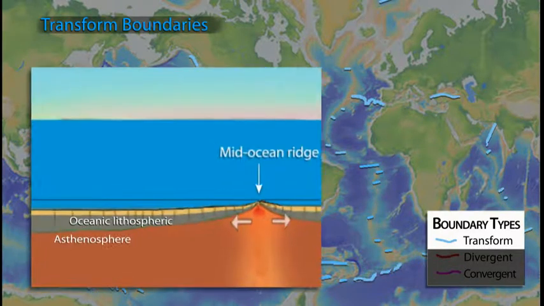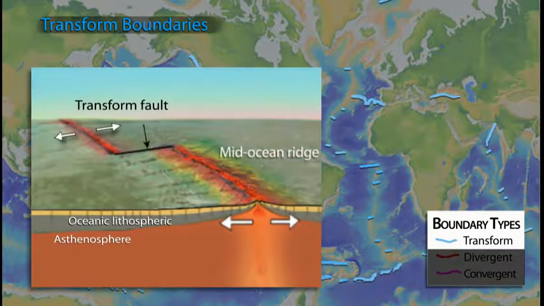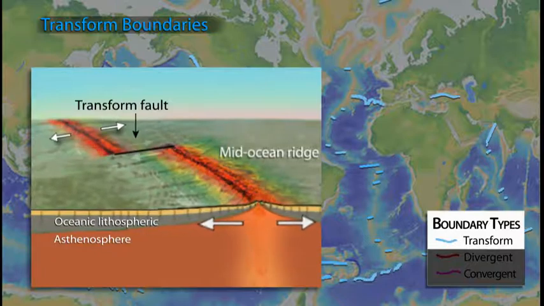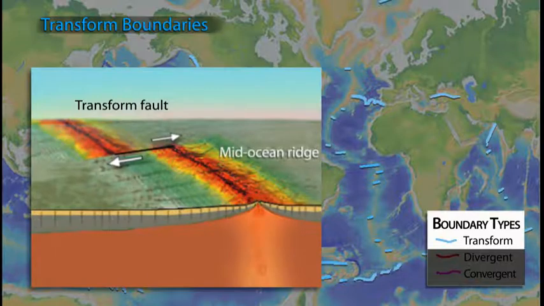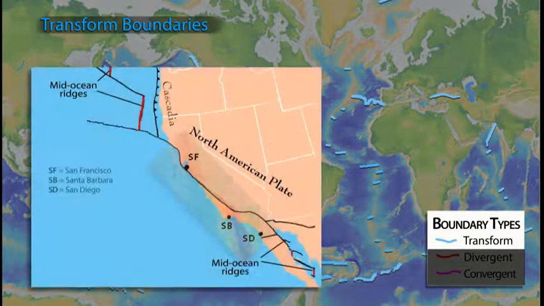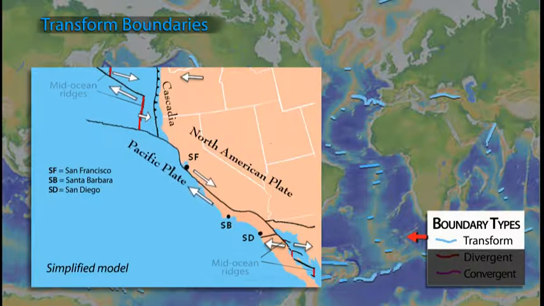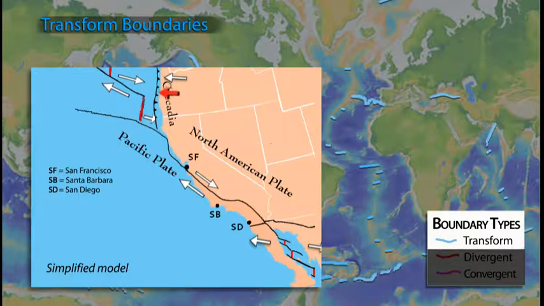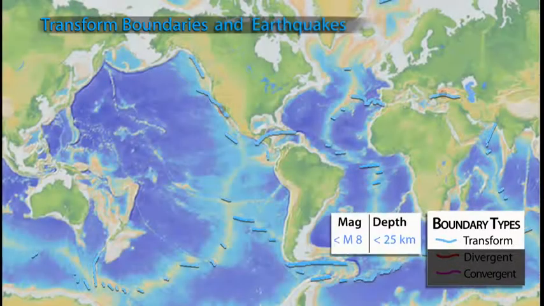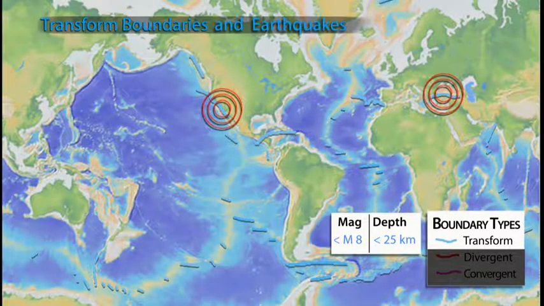Lithosphere is neither created nor destroyed along transform boundaries, which connect segments of spreading oceanic ridges and other plate boundaries. Transform boundaries can also cut across continents, as the San Andreas Zone does in California, where it connects the East Pacific Rise to the Cascadia Subduction Zone. Shallow earthquakes on long transform boundaries that cut continental crust can approach magnitude 8, whereas those on oceanic transform boundaries tend to be much smaller.